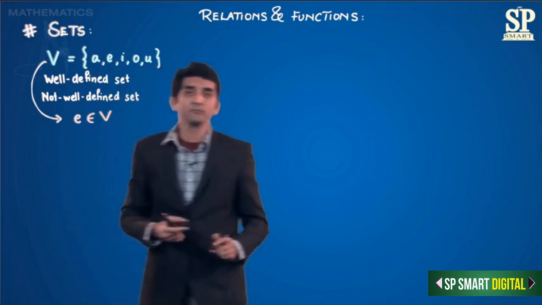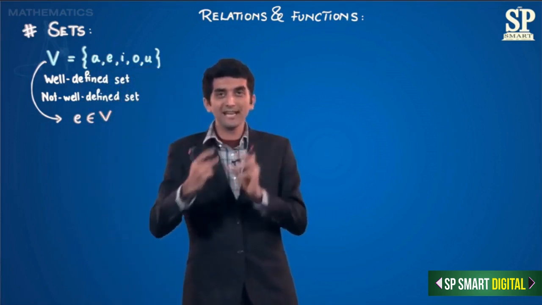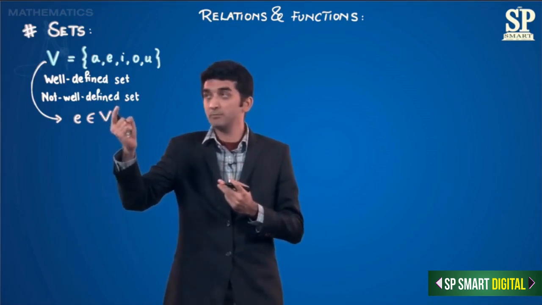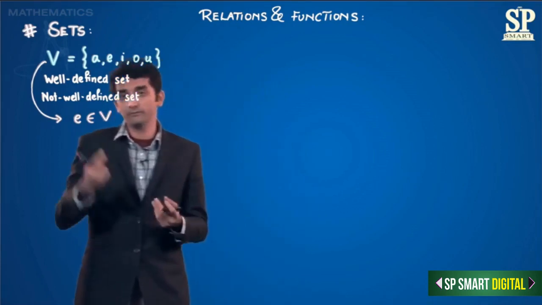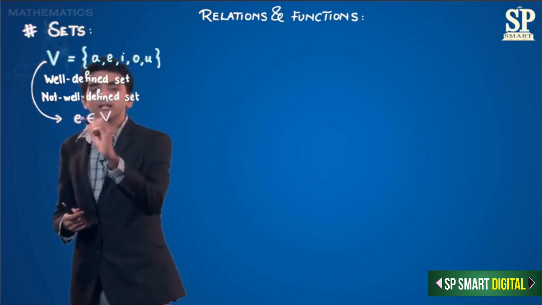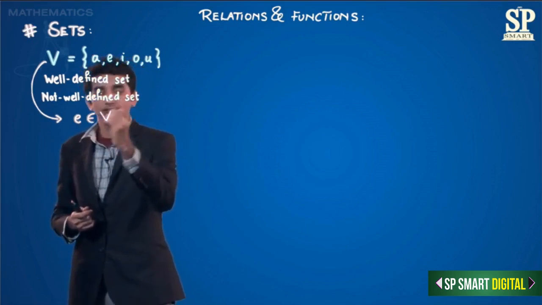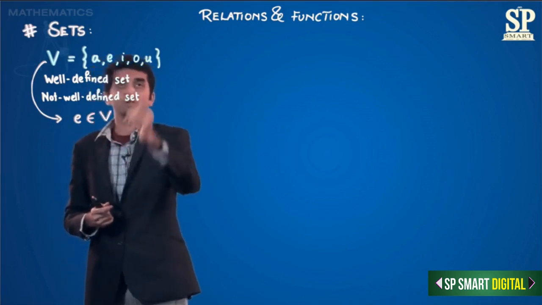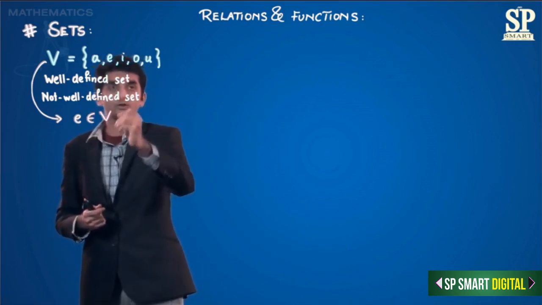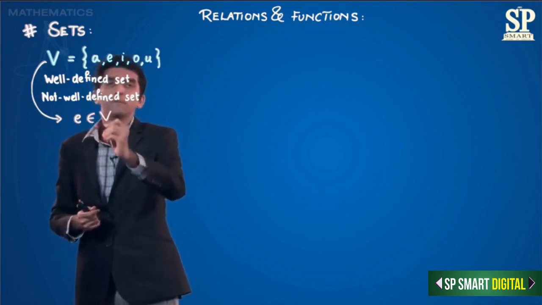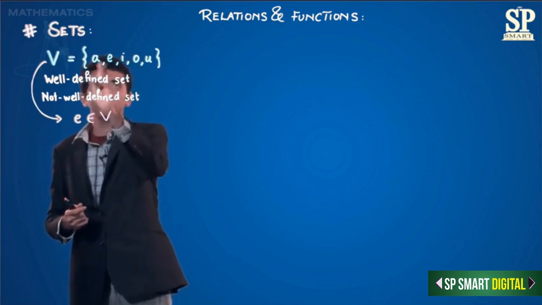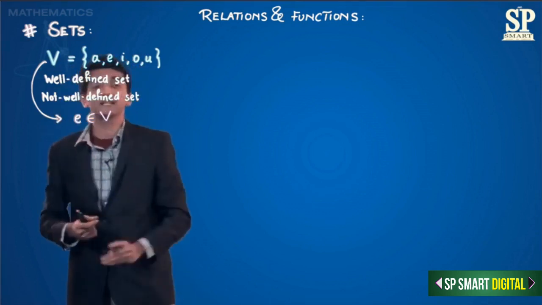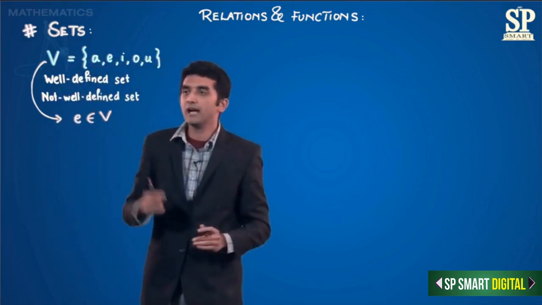Now, as I said, we always write the name of the set in terms of capital letters. So V is the capital letter representing all the vowels. So E belongs to V. Same as this, I can write A belongs to V, I belongs to V, O belongs to V, and U belongs to V. All these will be small letters, and the capital letter will be representing the set V.